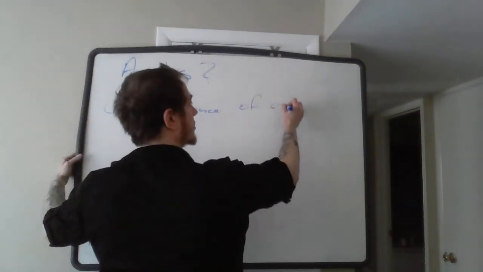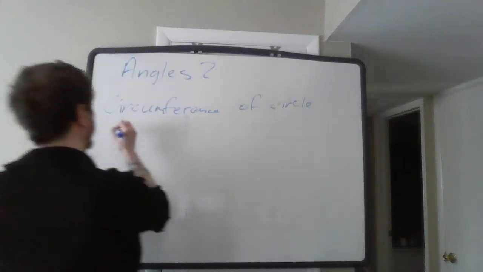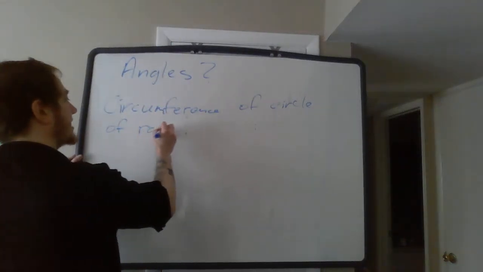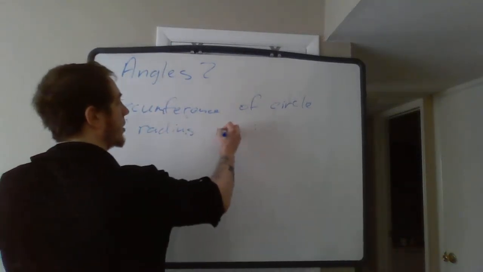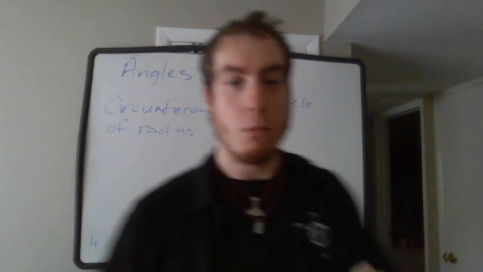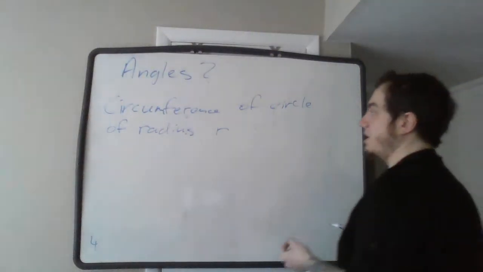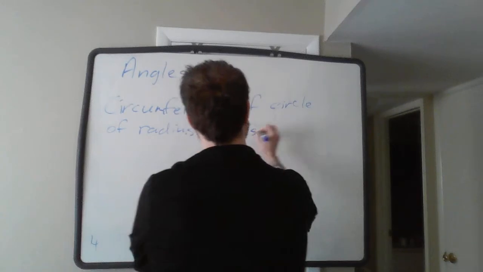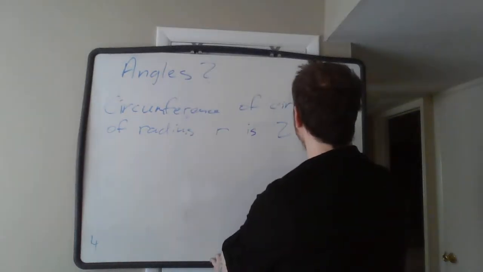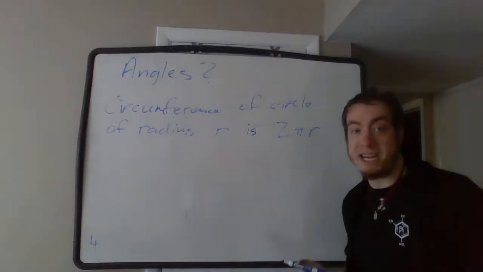and let's say that this circle that we're talking about has a radius of r. Well, hopefully you guys remember what this is. The circumference is 2 pi times the radius.